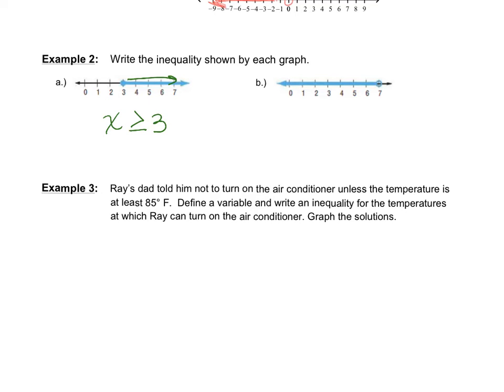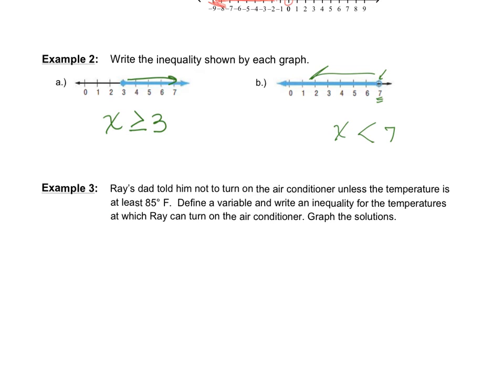For letter B, we know we're talking about 7, so we know that it's x in relation to 7. It's an open circle, so you're not going to have that solid line down here, so that's not going to be there. And it's everything to the left of 7, which means it's less than. So that means that every value that has been shaded in here is actually less than 7. In the other case, every value that has been shaded is everything greater than or exactly equal to 3.